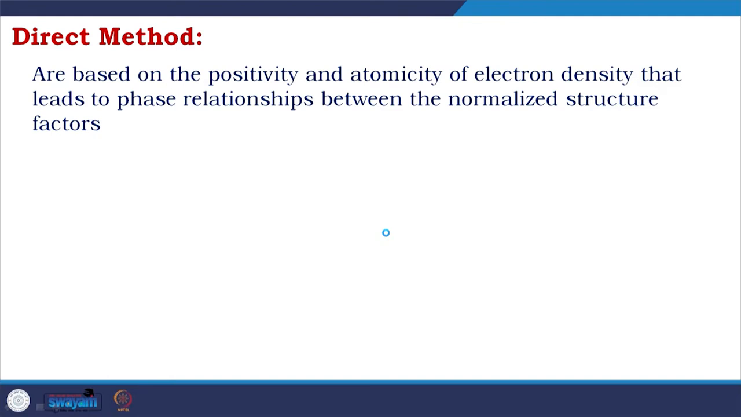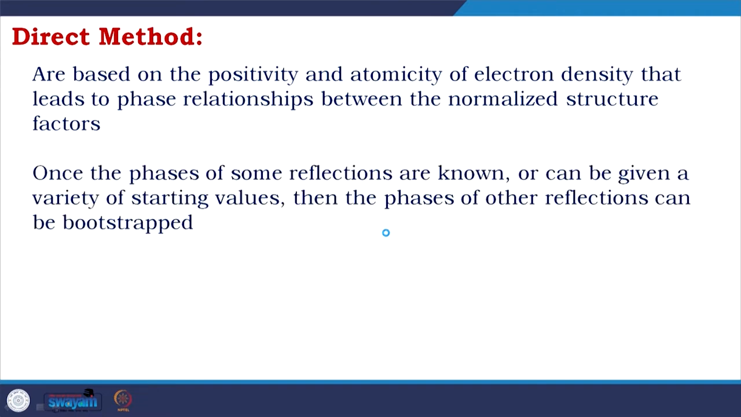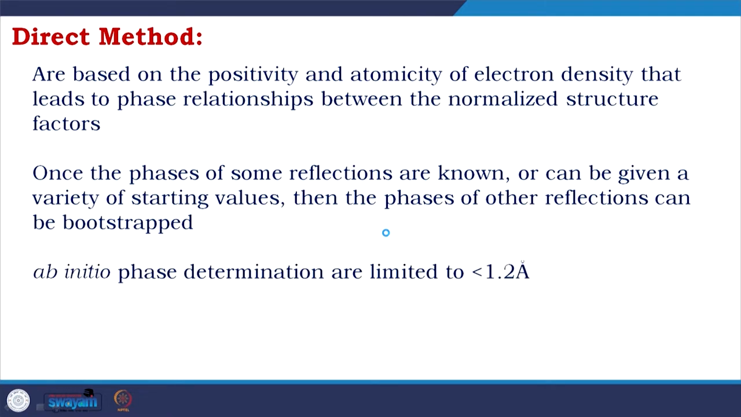Just to summarize, they are based on positivity and atomicity of electron density that leads to phase relationships between the normalized structure factors. They try to extract data from the intensity, which gives the amplitude of the structure factor, but from that diffraction pattern they want to get more information. Once the phases of some reflections are known, which are some reflections where the intensities are very high or can be given a variety of starting values, then the phases of other reflections can be bootstrapped. But this ab initio phase determination is limited to less than 1.2 angstrom resolution. So, the lower the number, the higher the resolution. If we go below 1.2, it means very, very high resolution.